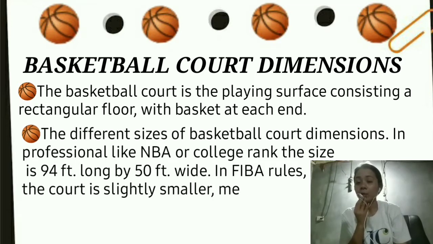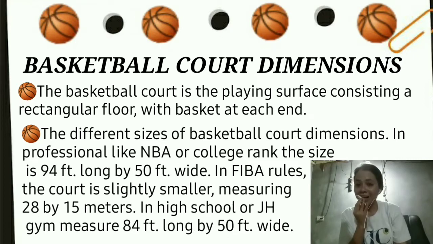In the NBA or professional or college rank, the size is 94 feet long by 50 feet wide, or 28.7 by 15.2 meters. Under FIBA rules, or International Basketball Association rules, the court is slightly smaller, measuring 28 by 15 meters. In high school or junior high basketball, the gym measures 84 feet long by 50 feet wide. We will show you the pictures of the different sizes of the basketball court dimension.